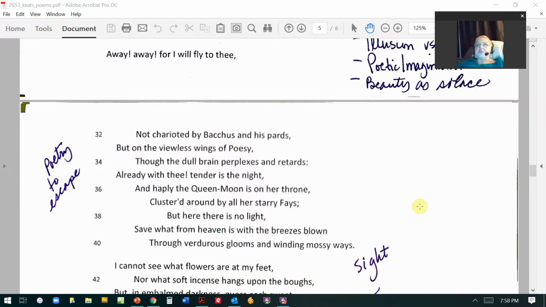So he's saying, where I'm at, the only light I see is when the wind blows the trees and the moon peeks through, right?